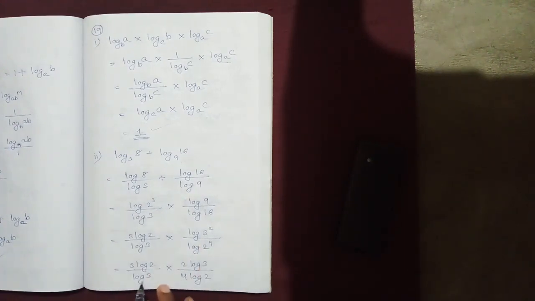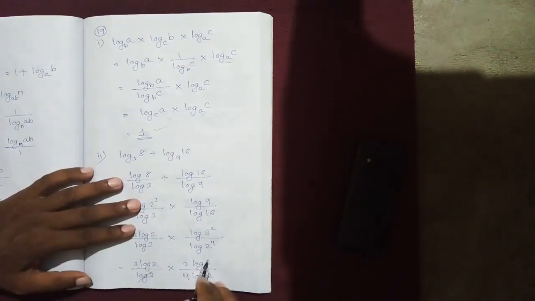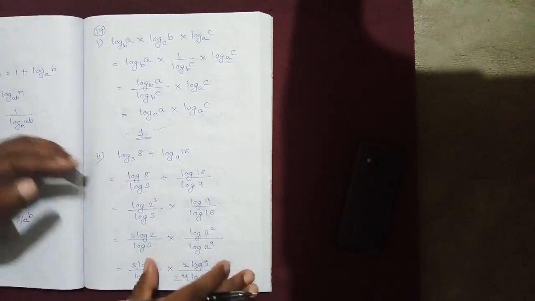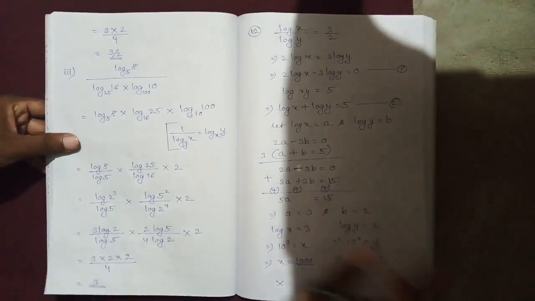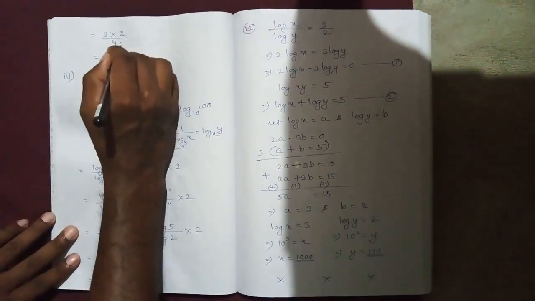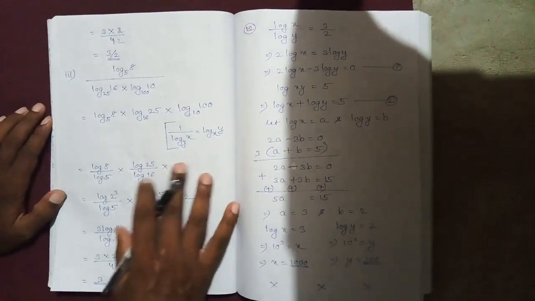So 3 log 2 by log 3 into, again use power law, 2 log 3 by 4 log 2. Log 3 cancel, log 2 cancel. Then 2 2s are 4, 3 by 2 is the answer. Answer is 3 by 2.